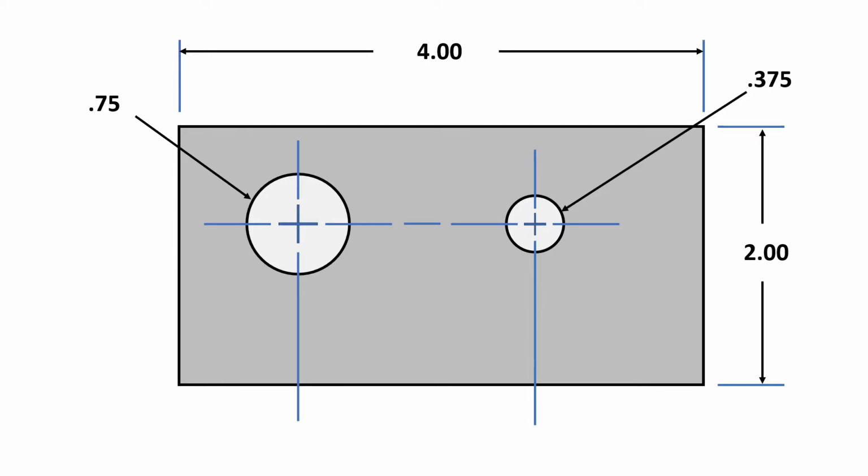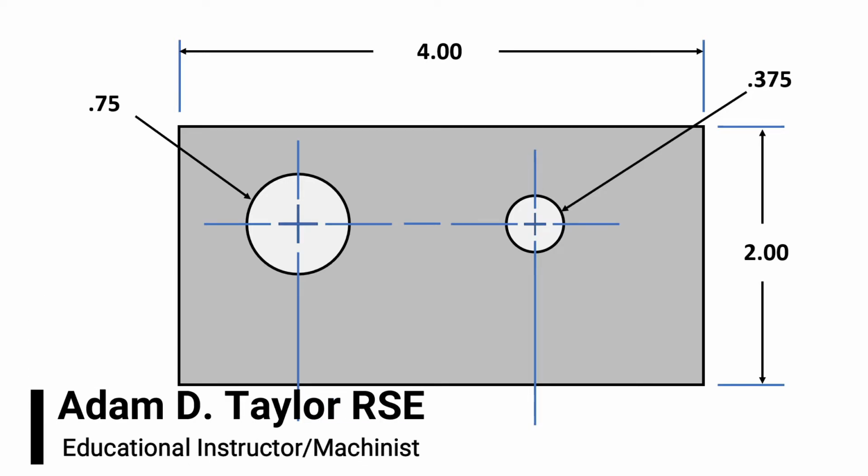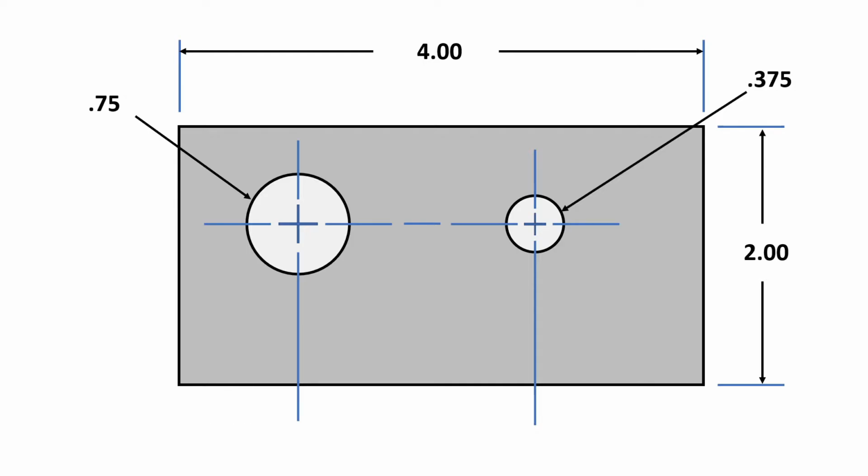Limits of size are the maximum and minimum sizes permitted for a specific dimension. Okay? Limits of size are the maximum and minimum sizes permitted for a specific dimension. Now, tolerance is the total permissible variation in part size. Okay, so we'll say that again. Tolerance is the total permissible variation in part size.